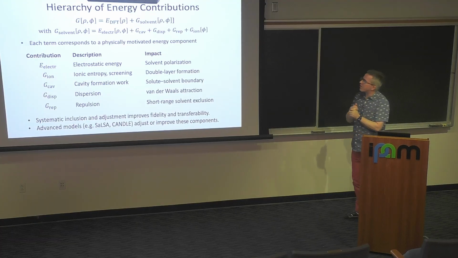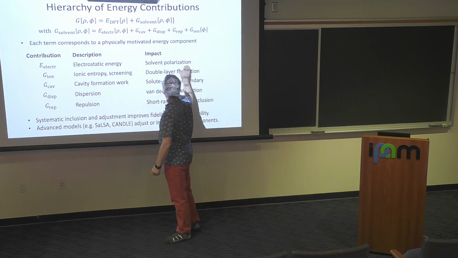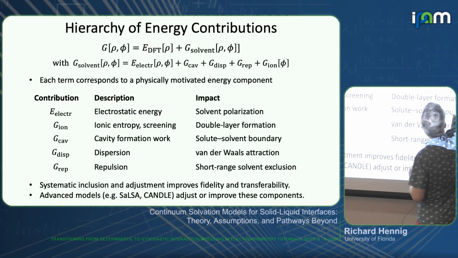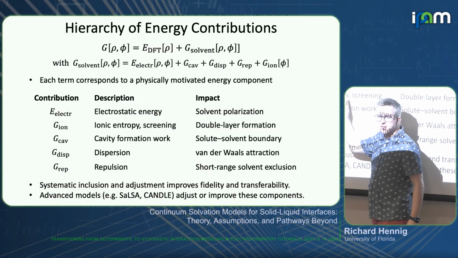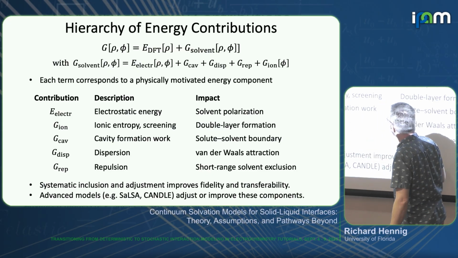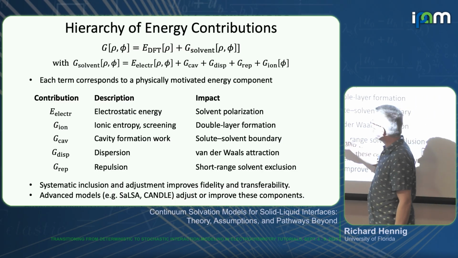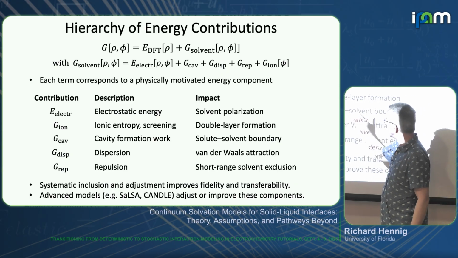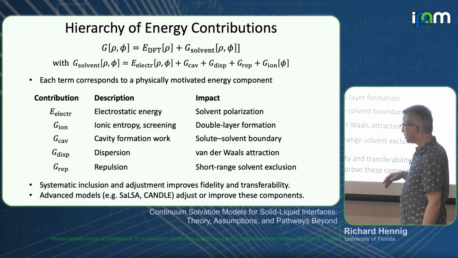Okay, so there's a hierarchy of these energy contributions. Already mentioned that here. We've got the electrostatic energy that is largely dominated by the solvent polarization. The Gibbs free energy of the ion, the last term, is going to introduce the ionic entropy. It's just the ideal entropy of mixing for ions at a given electrostatic potential. That contains the ionic shielding in the end. That includes the double layer formation. The work to introduce the cavity in our solvent is in there. That defines what kind of solute-solvent boundary you have, van der Waals attractions, short range, solvent exclusions, all important.